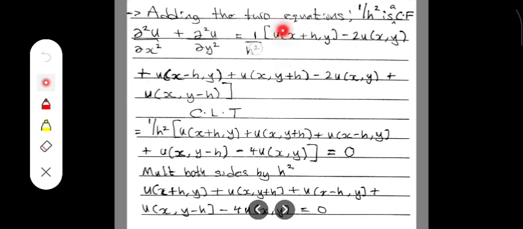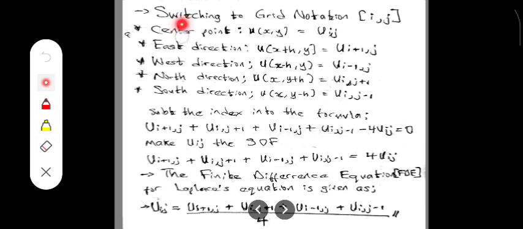All of these are just functions changing in their coordinate points. Now when we collect like terms, we will observe that negative 2u of s comma y appears 2 times, so we have negative 4u of s comma y. We will multiply both sides by h square to eliminate the 1 over h square fraction. Now we'll be left with the sum of the function equal to 0 as our equation. Then we'll switch to grid notation, that is, let s equals i and let y equals j.